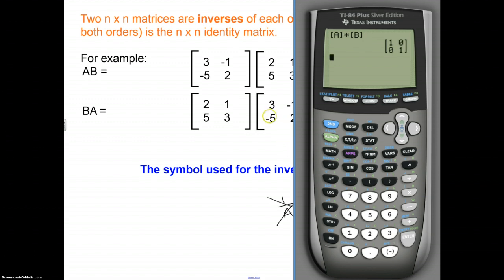That in and of itself does not prove that these two matrices are inverses of one another. We have to check in the other direction, so we have to multiply B by A. So let's do that. Second matrix B times second matrix A. And that is an identity matrix as well. So now we could say that A and B are inverses of one another. Now you may already know that the multiplication of matrices is not commutative. So A times B does not necessarily equal B times A. That's why you have to test both.